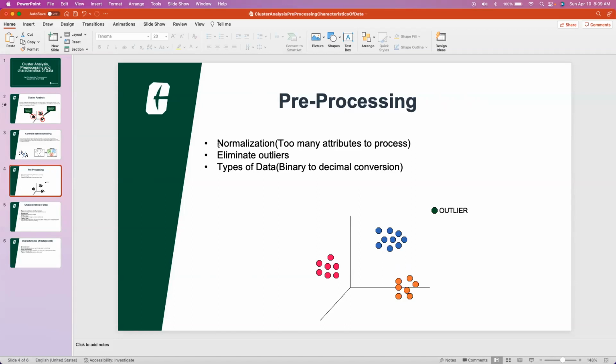The main issues are normalization. We may have too many attributes to process, so we need to reduce them to a minimum number of attributes, and we also need to eliminate the outliers from the data. We may also have different kinds of data, like binary and decimal, so we need to define the conversion, which is one of the important pre-processing techniques.